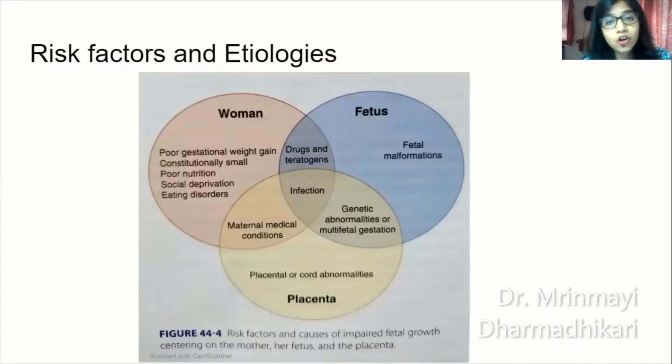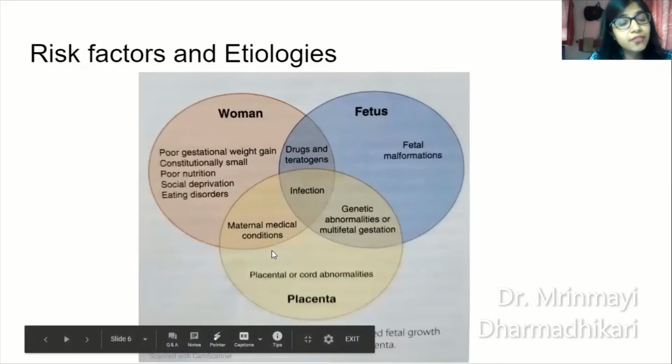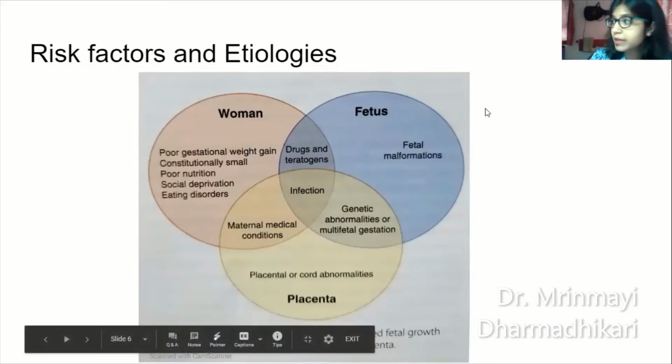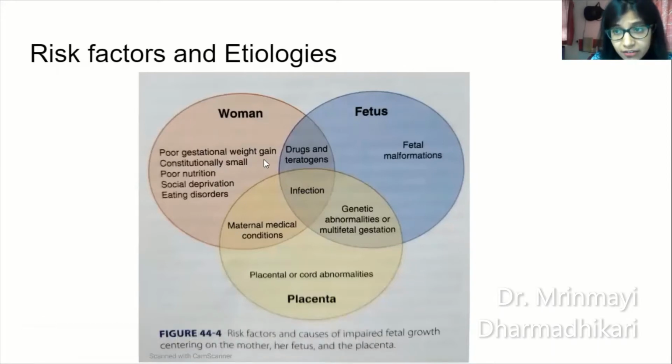Coming to risk factors and etiologies, there are a number of etiologies for IUGR. We will be dividing them into three: maternal causes, fetal causes, and placental causes. So maternal causes include poor gestational weight gain, a very important cause, constitutionally small babies, poor nutrition, social deprivation, and eating disorders, especially anorexia nervosa, bulimia nervosa.